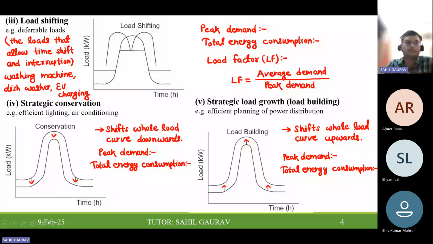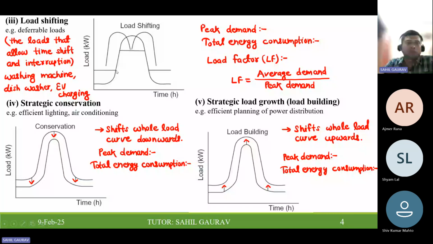Like washing machine, dishwasher, EV charging. So you can do it at any time. It is not a compulsory type of load that must happen at some particular instant. You can do it in the evening or daytime, or you can also do it in the morning or late night hours. So the loads that allow time shift and interruption, the examples are washing machine, dishwasher, EV charging.